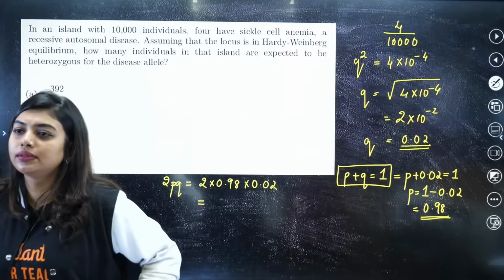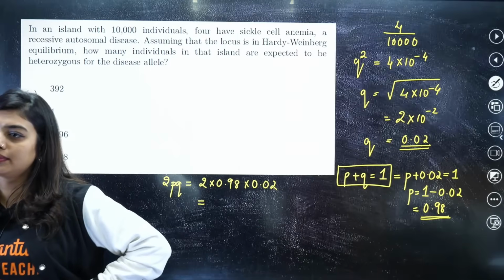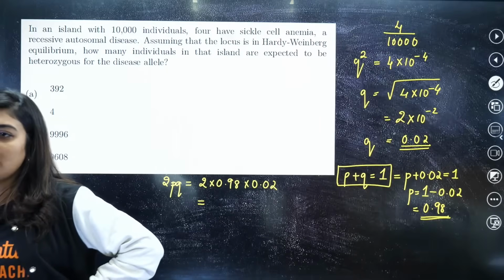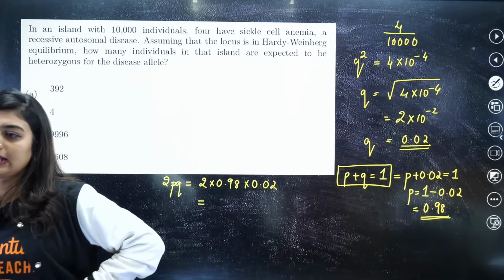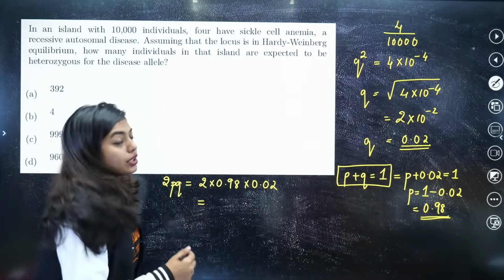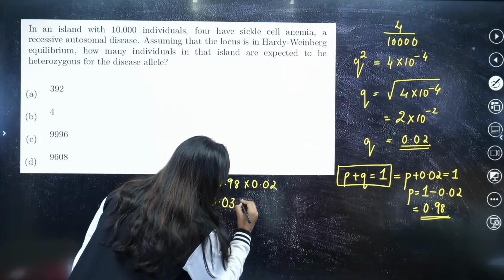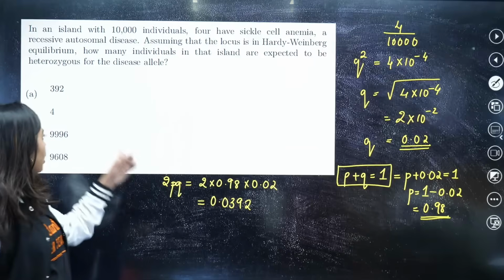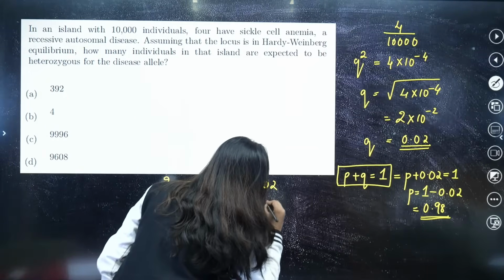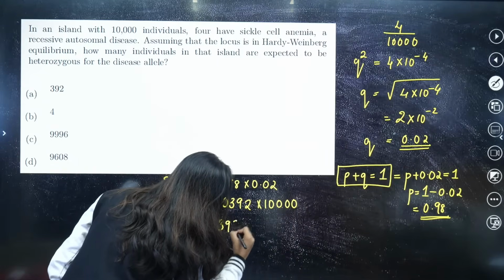Yes, try to tell me the answer. Okay, thank you. Who is that? Ruchir, thank you. 0.0392. But do you see that option here? Because we have to remember that it was in 10,000. So you will multiply by 10,000. Your answer is going to be 392.